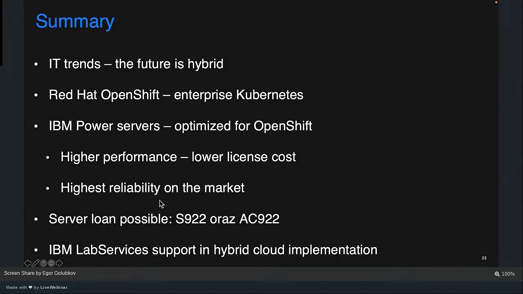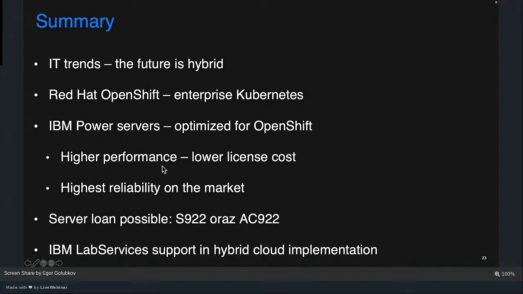And of course, it is also possible to loan these servers. The first one available is the S92, and the second is the AC92, which is dedicated to artificial intelligence. If you would like to test the performance, there are two options to loan the server. The first is to get the server physically to your company, for let's say 1 month. Or, if you want, we can give you VPN access to our environment, and you can test it via the VPN, so you do not have to maintain the server for that month, but can just access it locally from your computer.